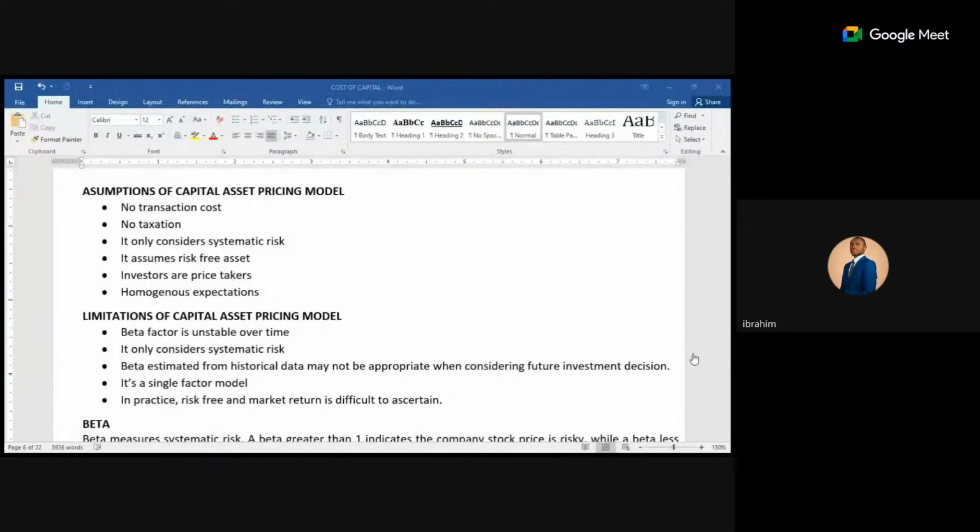Okay, that's fine. Now, the assumptions of the capital asset pricing model: no transaction cost. I don't want to be explaining all these things in detail here, right? No transaction cost, no taxation. You can see that in the formula, there is no transaction cost. Class, the cost of equity that you calculate is a cost to the firm. It is a return to you.